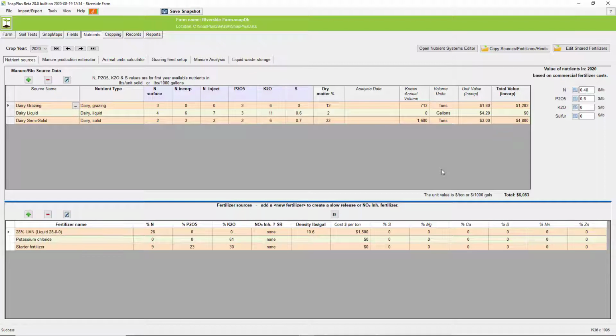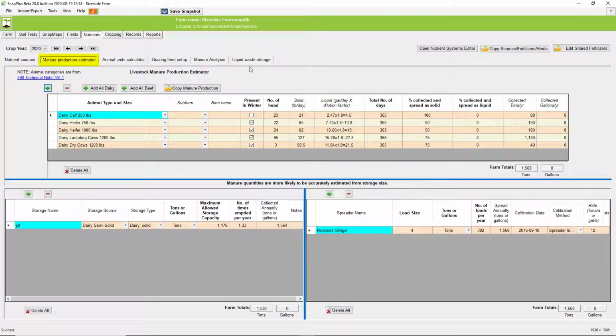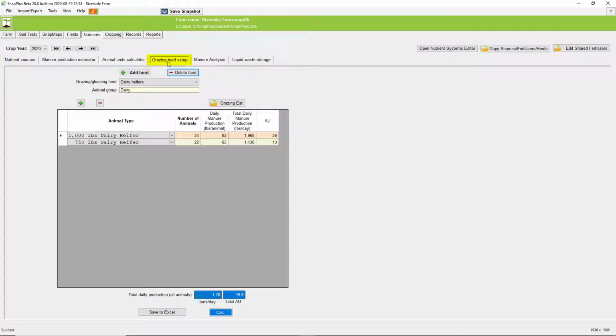For example, if you don't know how much manure your farm produces, the Manure Production Estimator can be used to help you determine the total annual volumes. If you graze animals, then the Grazing Herd Setup tab can help you determine your herd's grazing manure production, as well as the tons per acre rate at which that manure is deposited.